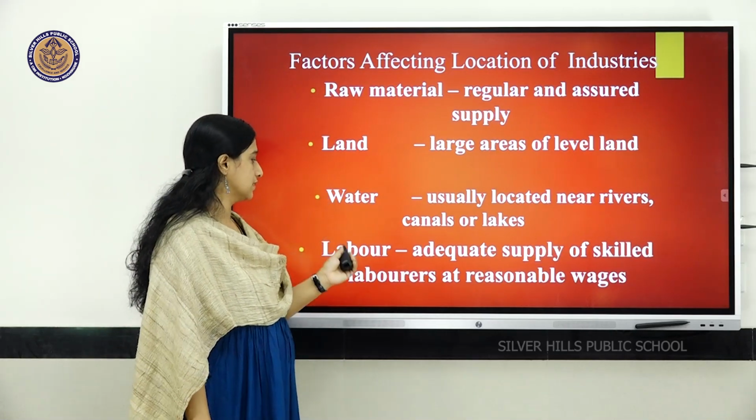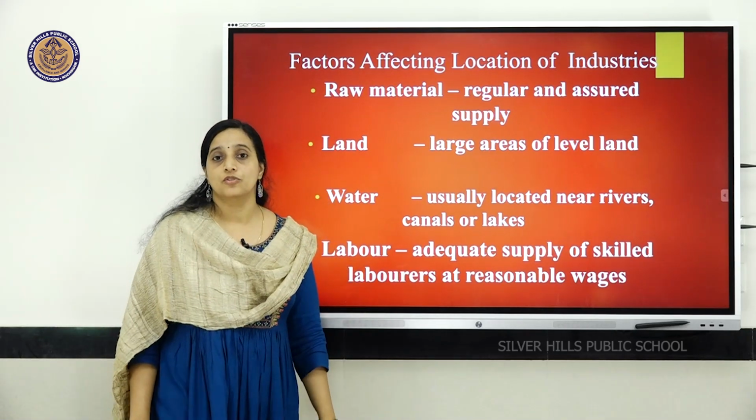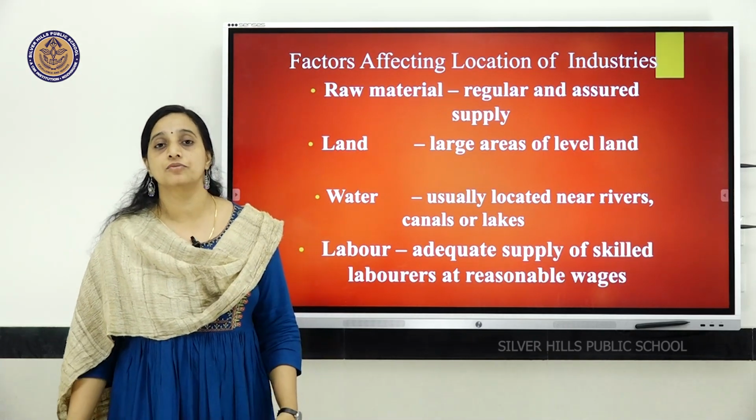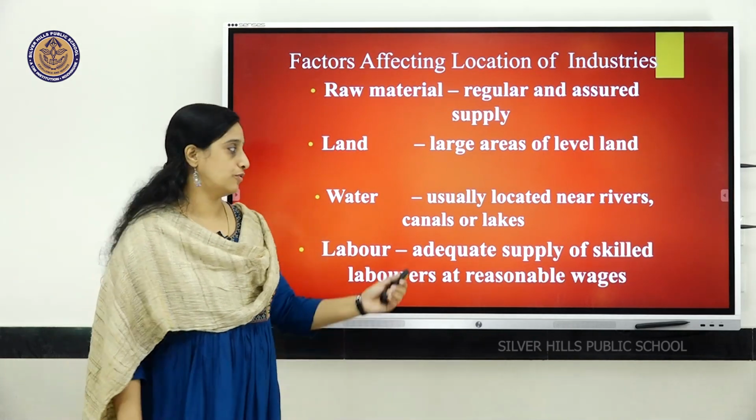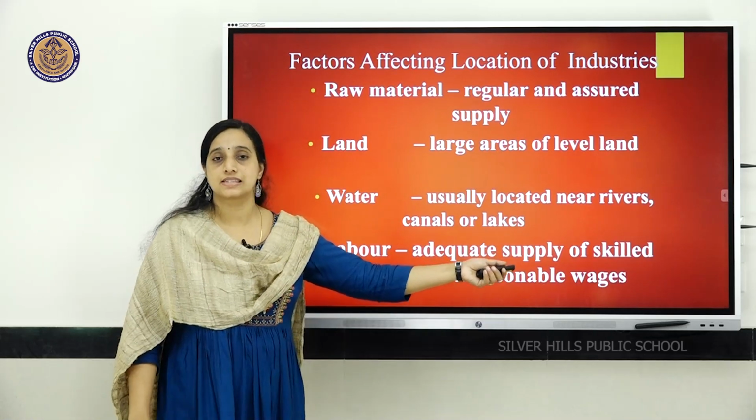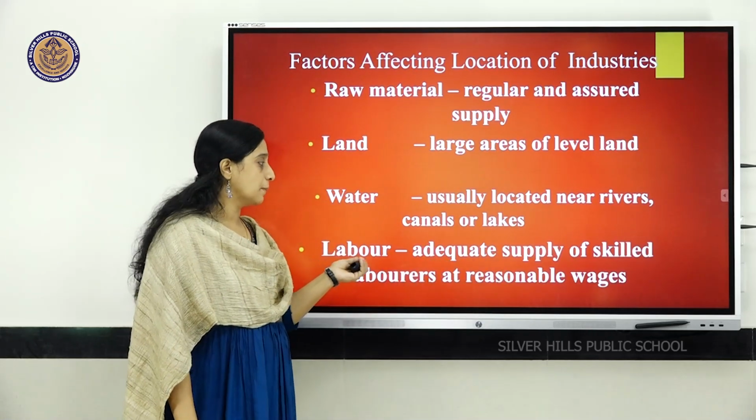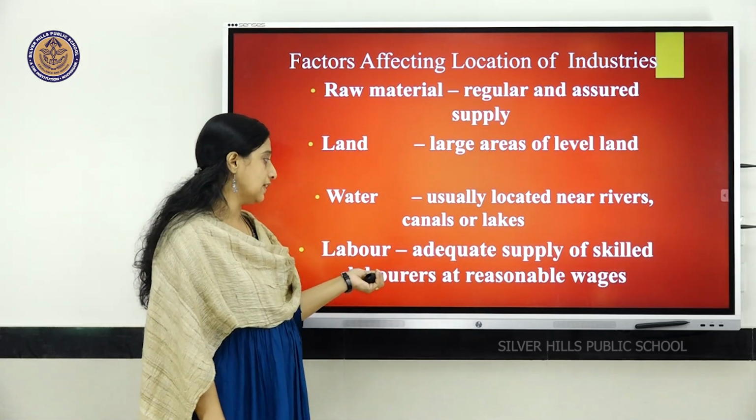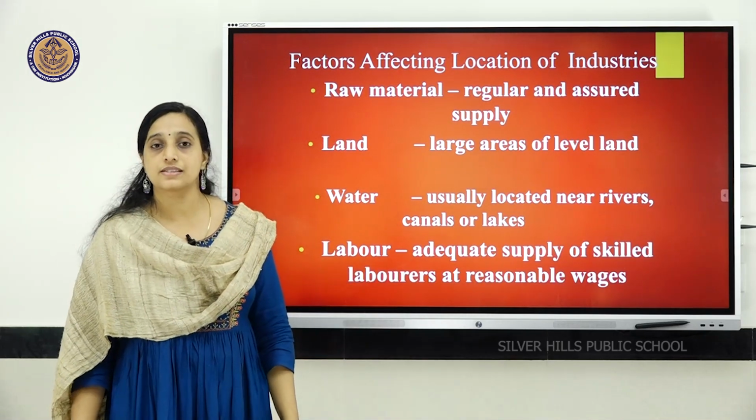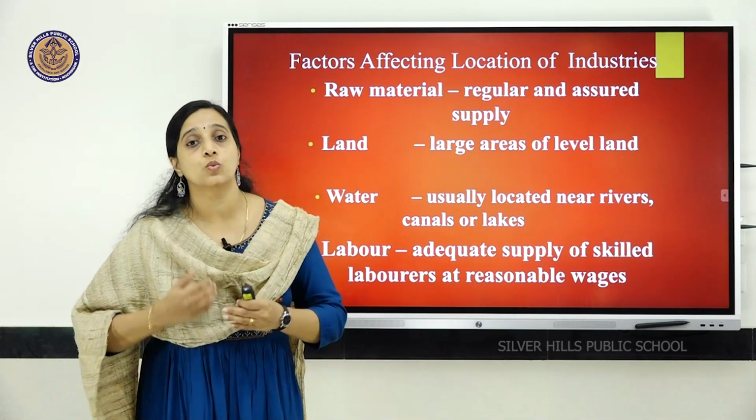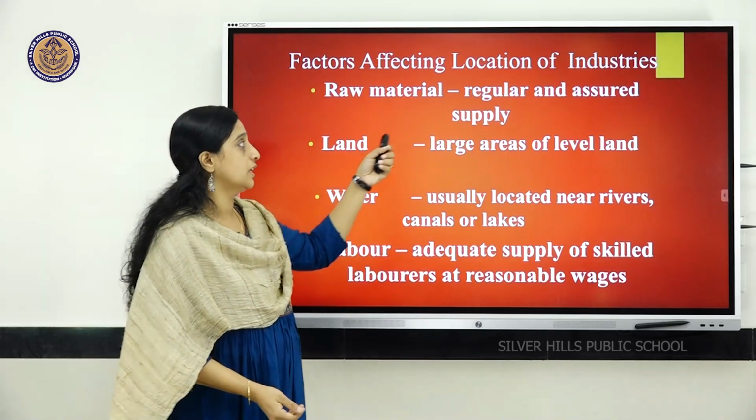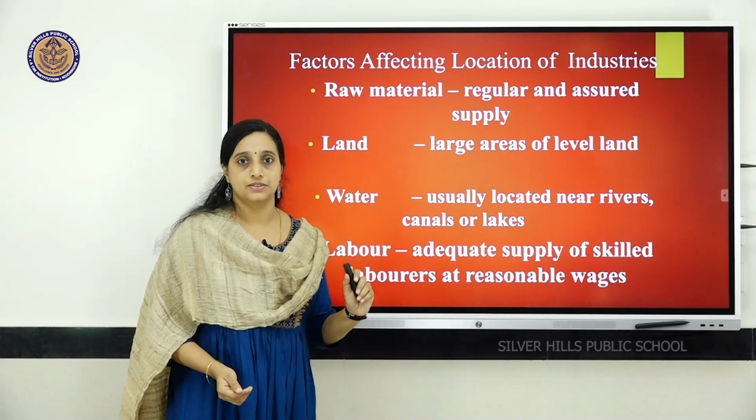The next factor is labor. Of course, we need machines, and at the same time we need a better supply of labor, which should be skilled labor. An adequate supply of skilled labor at a reasonable wage is also one of the major factors for the location of industries.